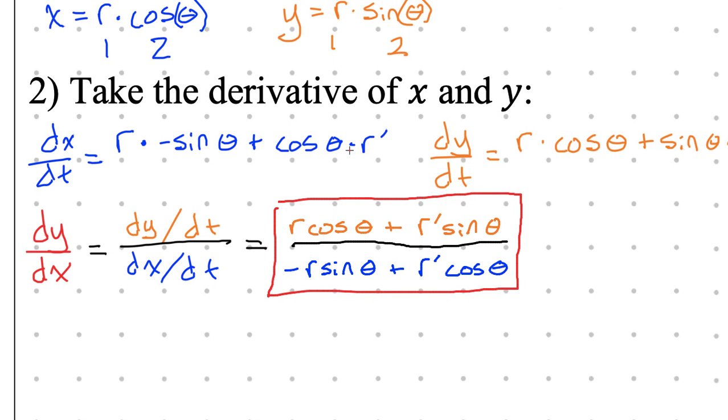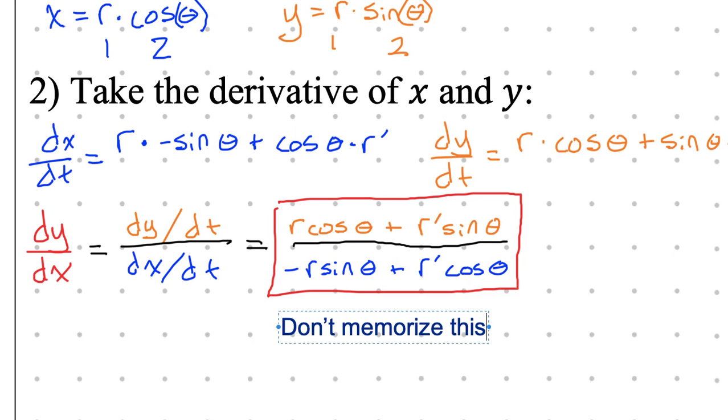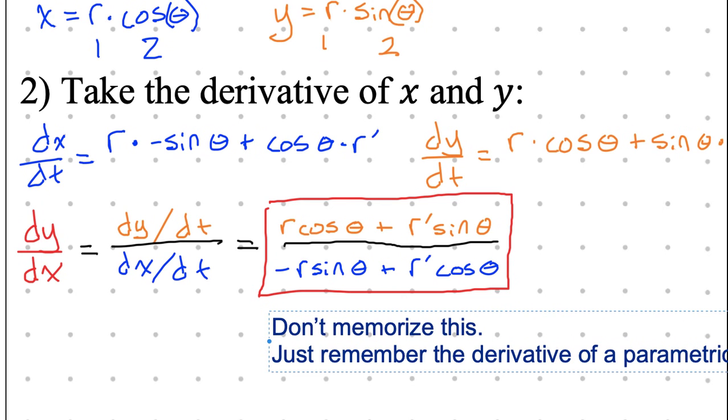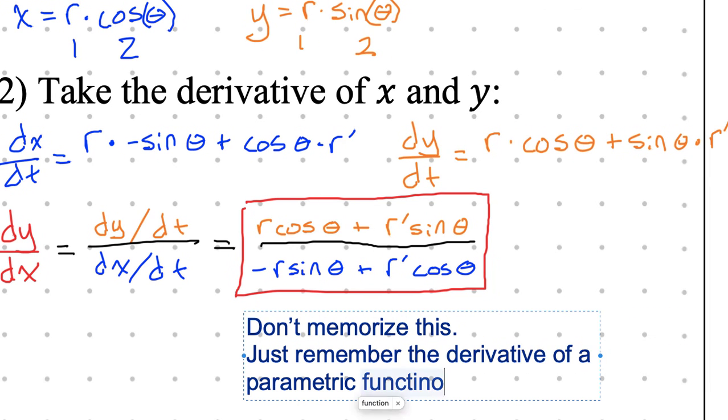If you want to memorize this and save maybe, I don't know, 10 seconds, I don't know how much time you'd actually save, then that's cool, but yeah, just memorize one formula. And I'll even type that here. Don't memorize this. Just remember the derivative of a parametric function.